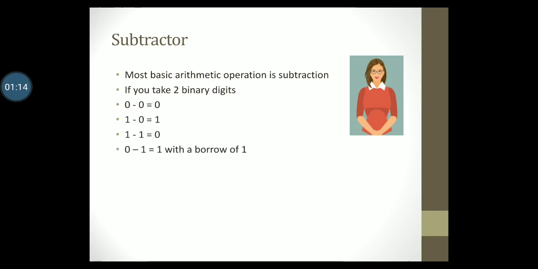What about 0 minus 1? 0 minus 1 is equal to 1 with a borrow of 1. Now this fourth operation basically produces 2 bits as the output. One is called the borrow bit and the other is called the difference bit. Let us now go ahead and implement such a circuit.